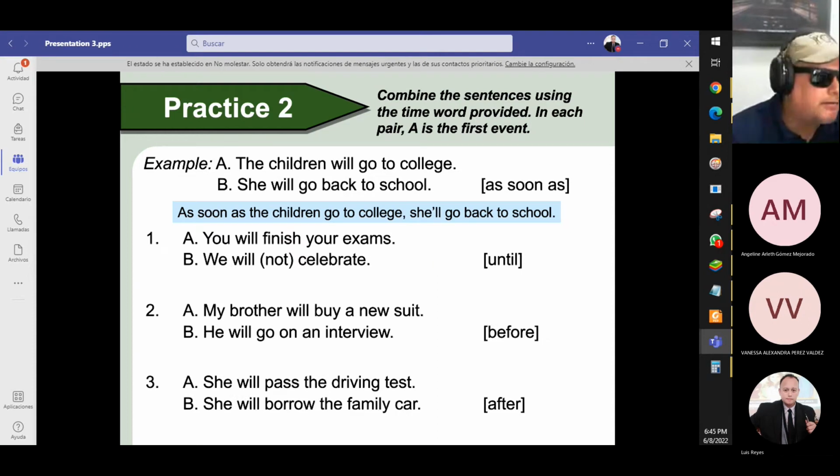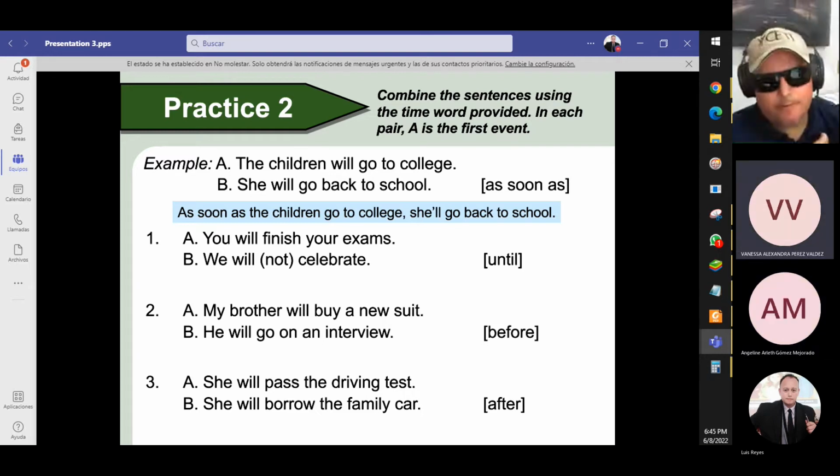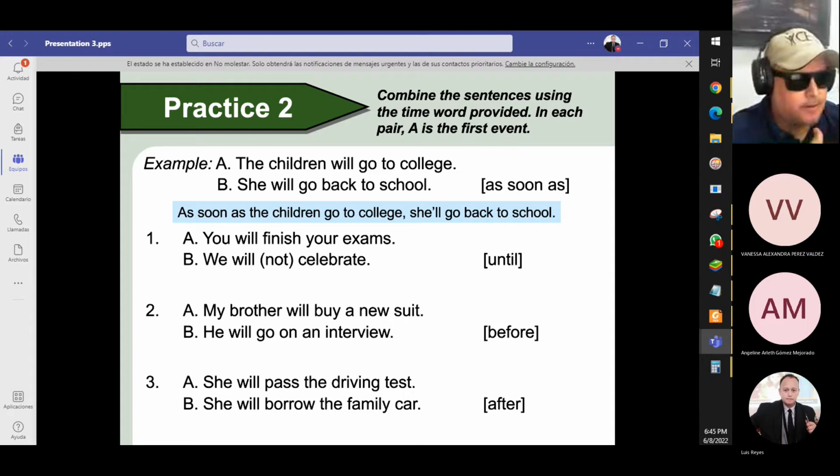Miss Vanessa. La sección A tiene que suceder primero. Ok. Siempre. Bueno. Until you finish your exams, we won't celebrate. Correct.